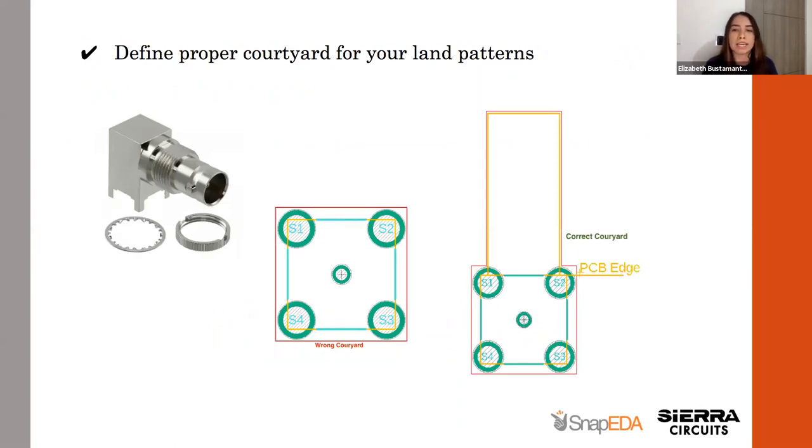The second tip, and a very important one, is that you need to define the courtyard for your land patterns. This is so important because if you need space on your PCB, or if you are designing a very small product, you cannot waste any of the space you have on your PCB. Second, without a proper courtyard, you can place other components very close to the component that has a bad courtyard. At the end you can have two components so close that you might not even be able to place them on the PCB.